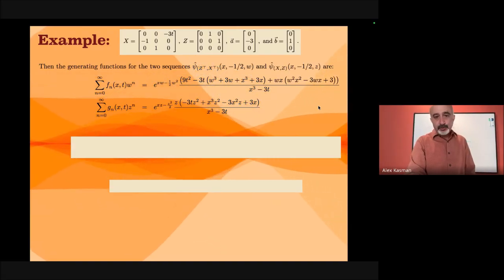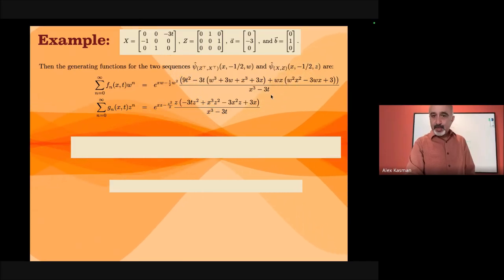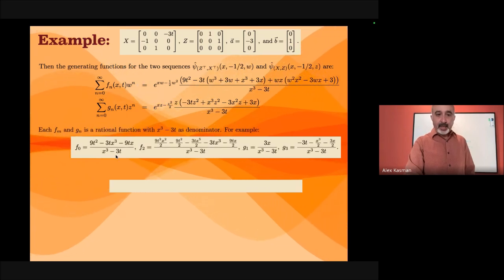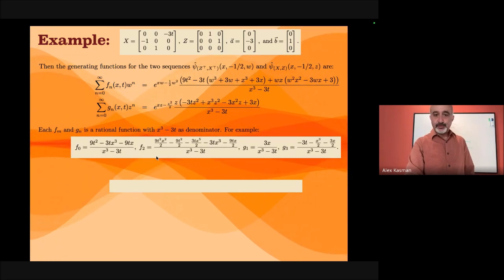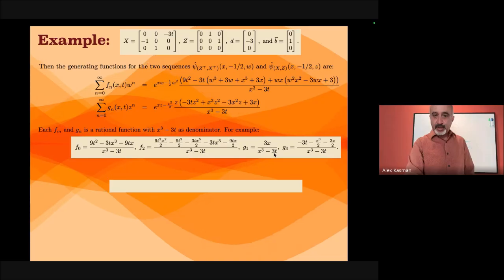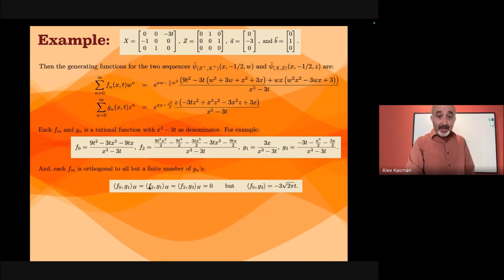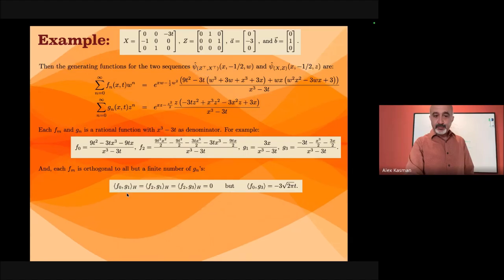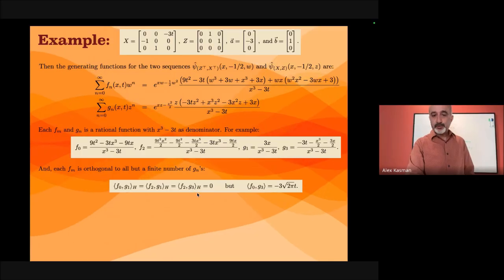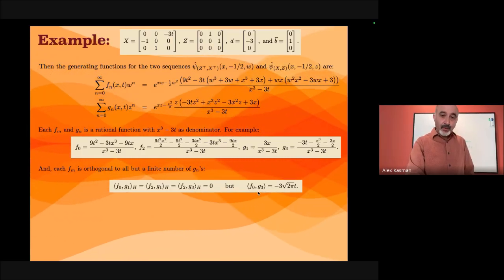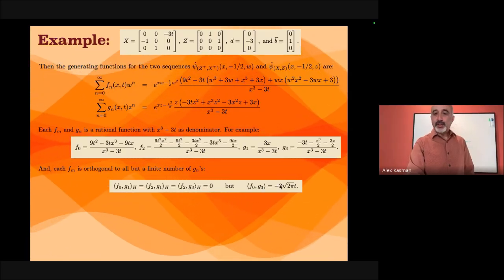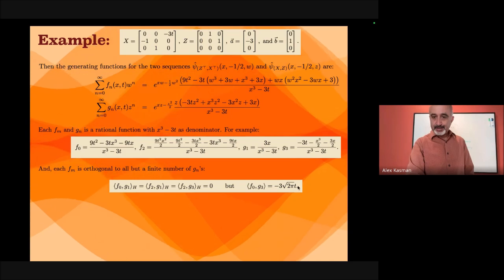You expand them out, and you get a bunch of rational functions, all with the same denominator. x cubed minus 3t is the denominator on all of them. And so they look like these kind of things. These are some F's. These are some G's. There are infinitely many of them because the degree keeps going up in the numerator. And they're mostly orthogonal to each other. F0 and G1 are orthogonal, F2 and G1 are orthogonal, F2 and G3 are orthogonal with respect to the Hermite inner product. But they're not quite orthogonal. F0 and G3 have a non-zero inner product, at least when t is non-zero.